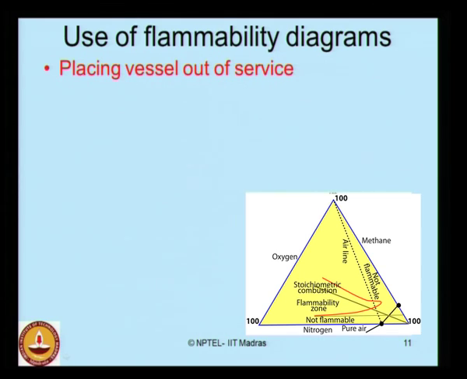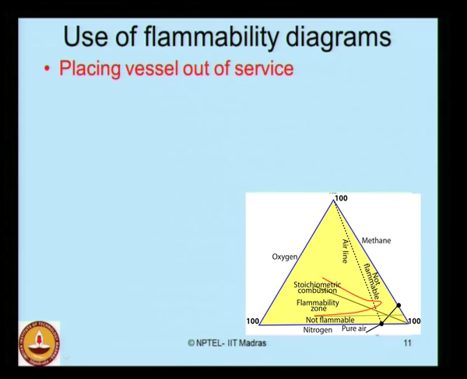So, the region which is lying here is non-flammable, and the region which is covered here is basically the flammability zone, and anyway the region outside this zone are non-flammable. For example, this zone as well as this zone, they are non-flammable. Now, a flammability diagram is plotted for a specific fuel which is methane. I am trying to discuss placing vessel out of service with this diagram.